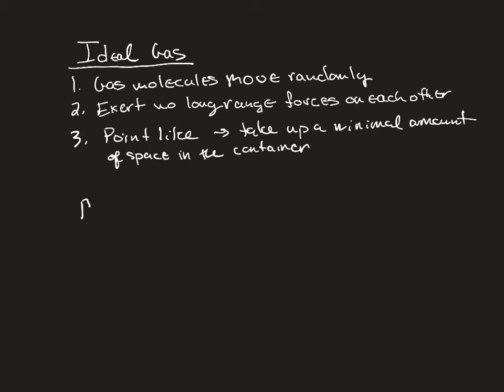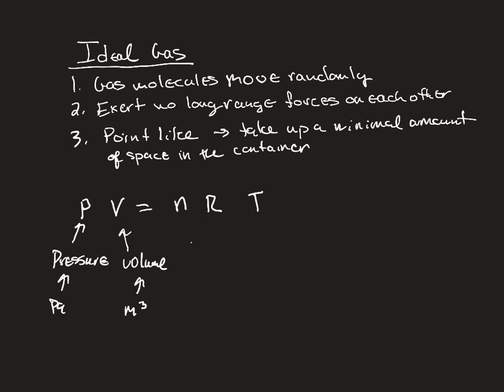Alright, so our ideal gas law is that pressure times volume is equal to number of moles times the ideal gas constant times temperature. So we're going to use pressure here in pascals because that is SI units. Volume is going to be in meters cubed. Number of moles is going to be in moles. And temperature here, this is one where it has to be in Kelvin.